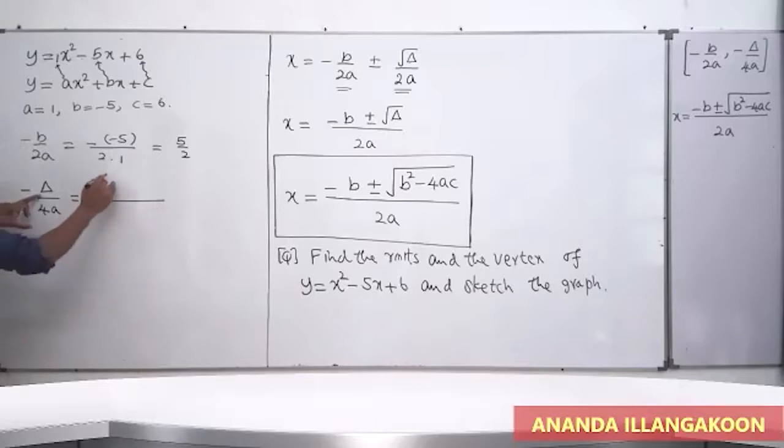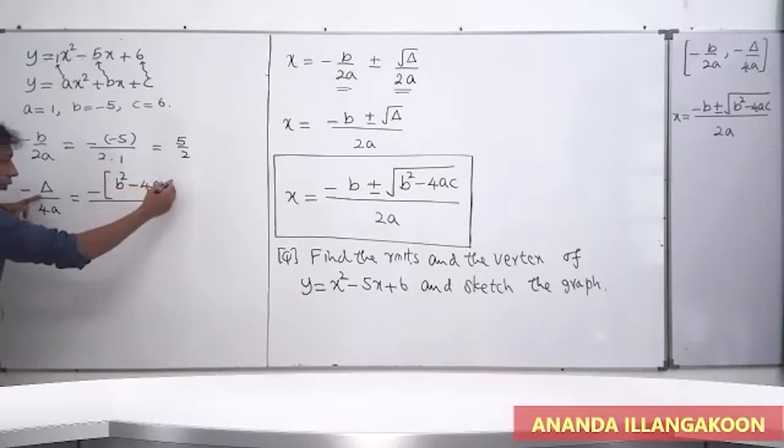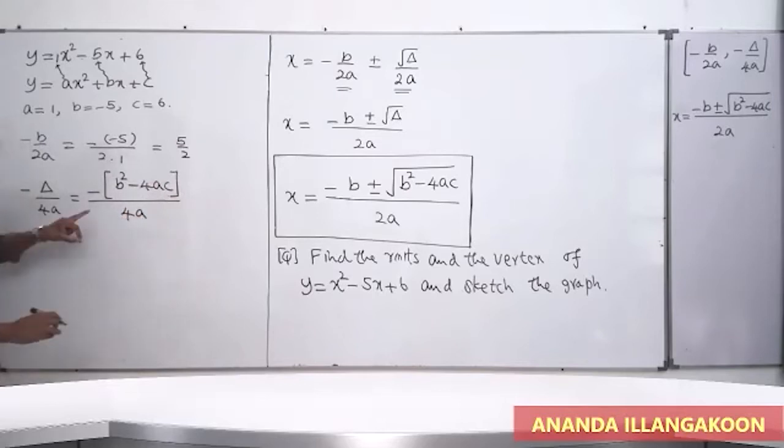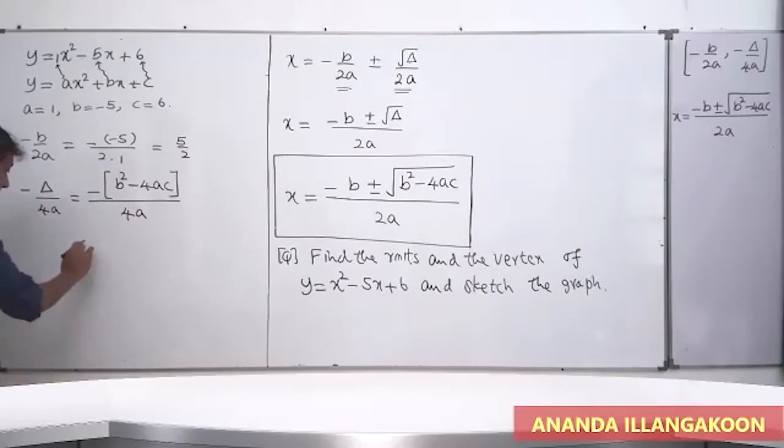Minus delta means what, people? Delta is b squared minus 4ac, remember, divided by 4a. Now we substitute for these figures and simplify. Then we get the y coordinate of the vertex, right?